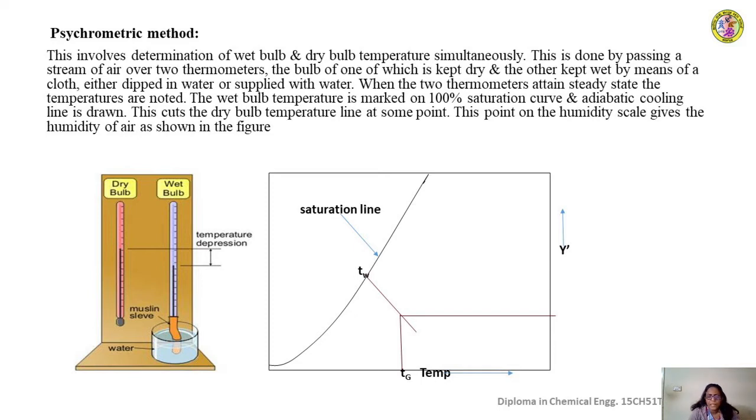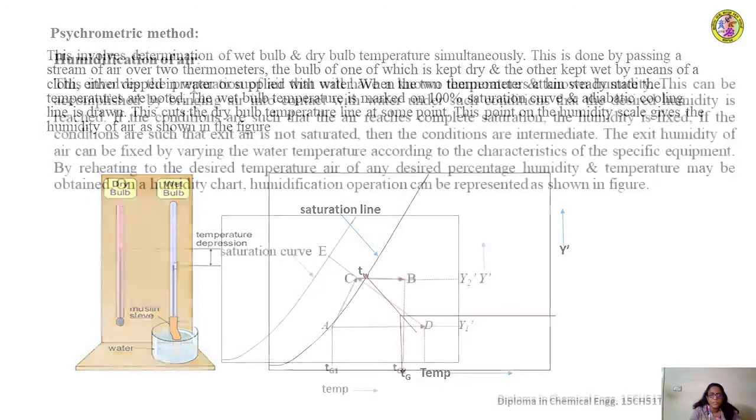The adiabatic cooling line is drawn in such a way that it is parallel to the adjacent adiabatic cooling curves that you find on a humidity chart. So this wet bulb temperature line meets the dry bulb temperature line at some point. Then from that point, if you read the humidity on the y-axis, that gives you the absolute humidity of the given air sample. So that is about the psychrometric method.